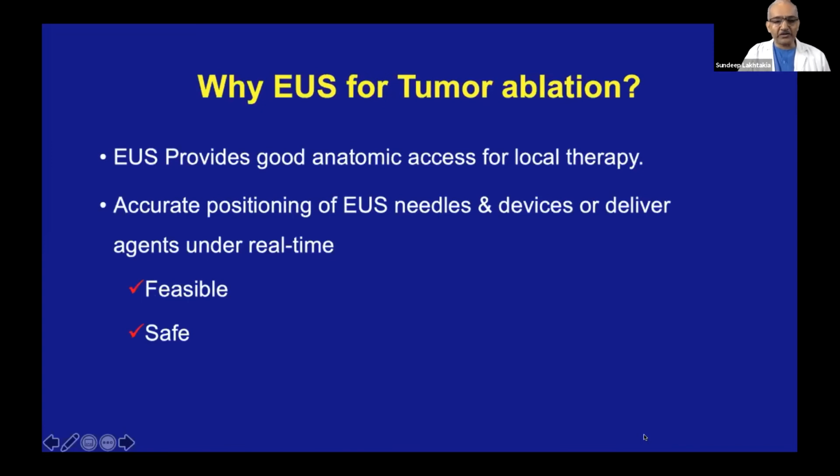But why EUS? Because EUS provides a good anatomical access for local therapy. We can see the pancreatobiliary tree from very close quarters. And since we can accurately position several devices for other interventions, including FNA and other devices, we can also deliver energy and ablate the tumor. So it's quite feasible now, and it's fairly safe.